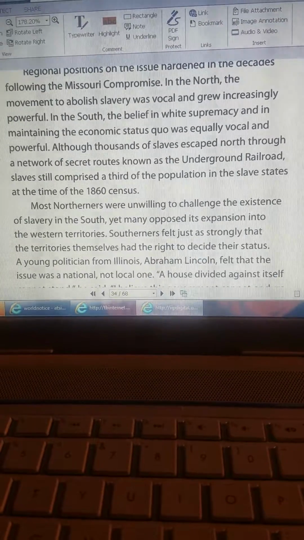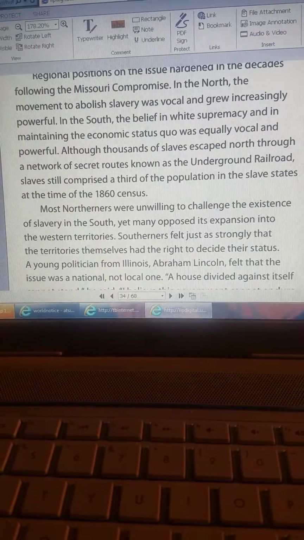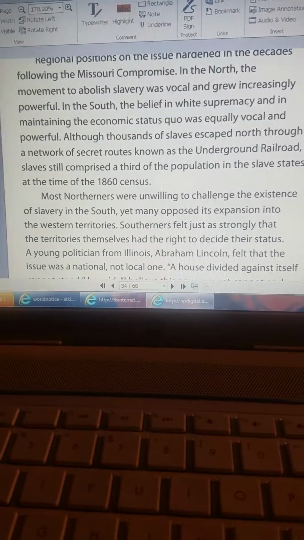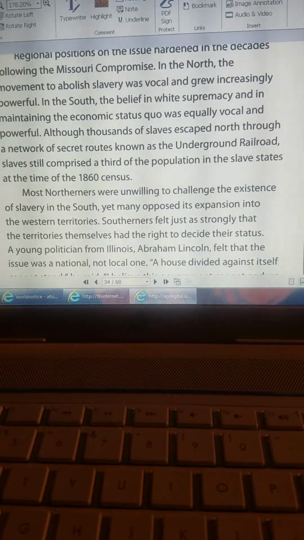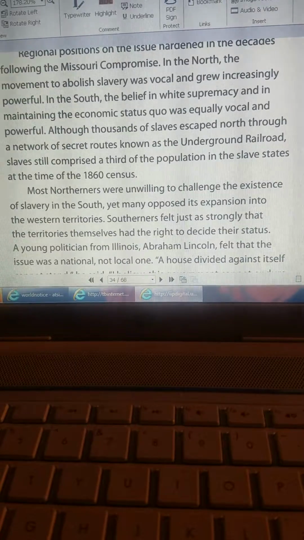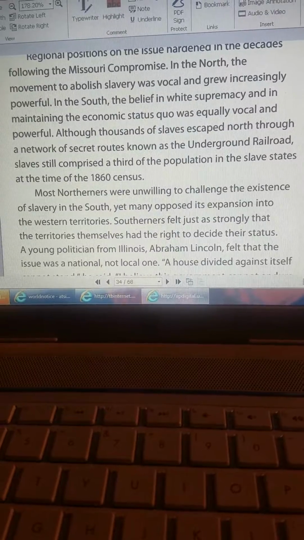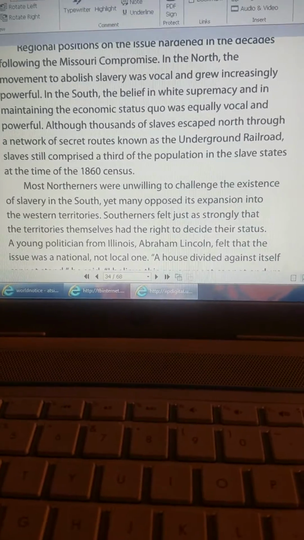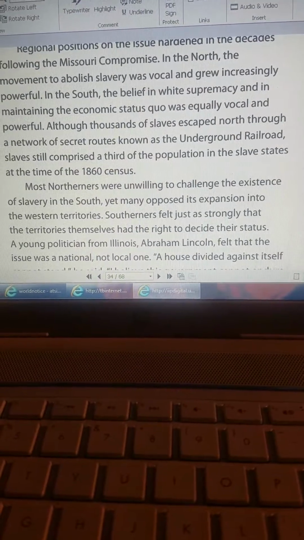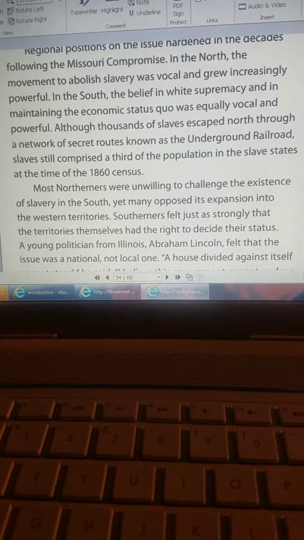Although thousands of slaves escaped north through a network of secret routes known as the Underground Railroad, slaves still comprised a third of the population in slave states at the time of the 1860 census. Most Northerners were unwilling to challenge the existence of slavery in the South, yet many opposed its expansion into the Western territories. Southerners felt just as strongly that the territories themselves had the right to decide their status.